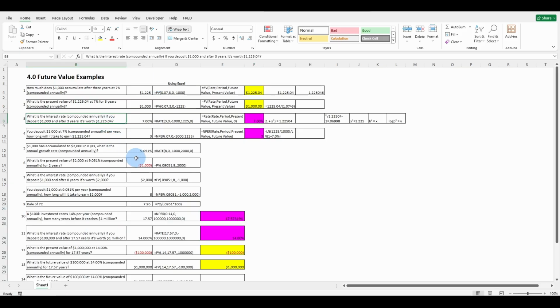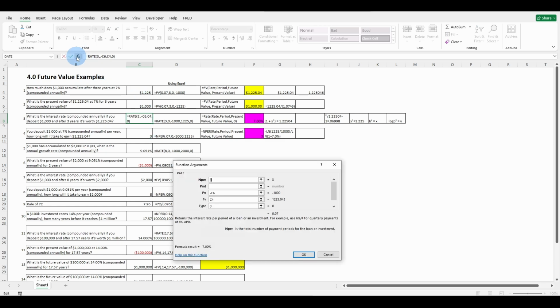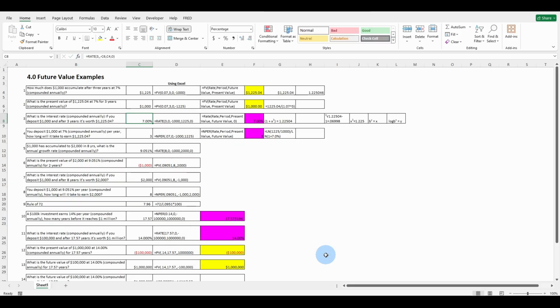Third example, what is the interest rate compounded annually if we deposit $1,000 and have 1225.04 after 3 years? I'm going to walk you through the various Excel formulas available here. All we're doing is using the rate function. You may not have used this before, so go in, familiarize yourself, and click the fx function icon. You can work through this unless this is all familiar.